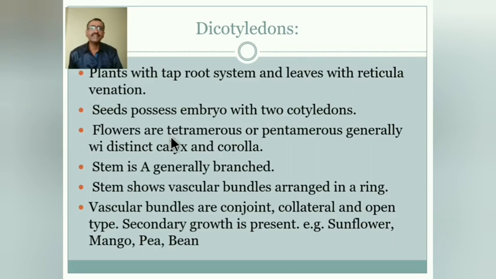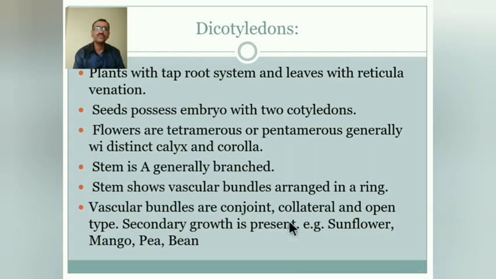Flowers are tetramerous. In monocot, trimerous. Here, tetramerous or pentamerous flowers, generally with distinct calyx and corolla, are present in the dicot. Stem is generally branched, like trees, like mango. Stem shows vascular bundles arranged in a ring because there is a cambium. Vascular bundles are conjoined, collateral and open type. In monocot, conjoined, collateral and closed type of vascular bundle is there.